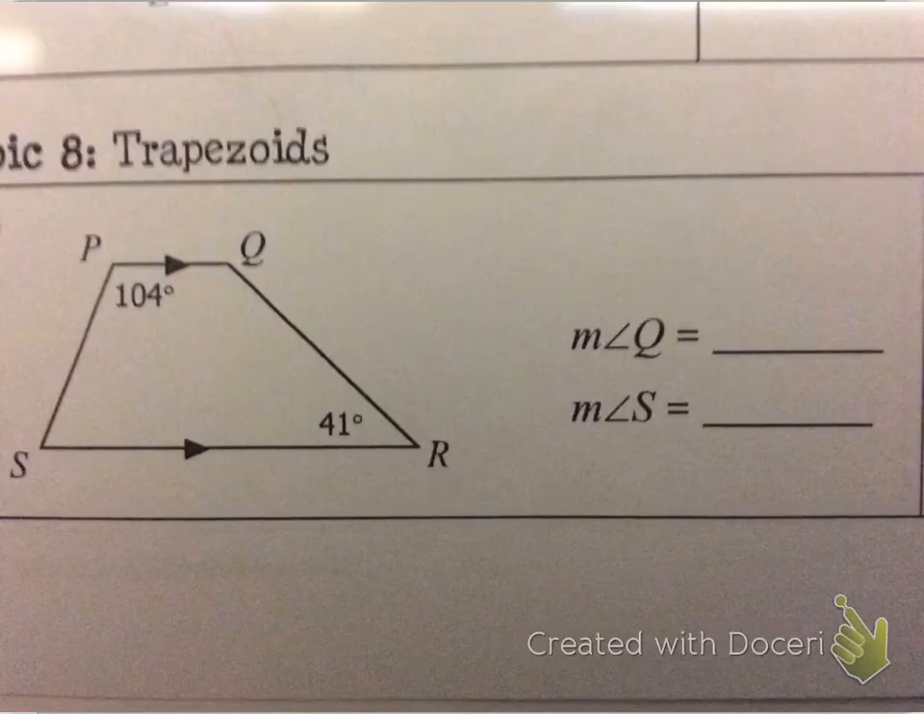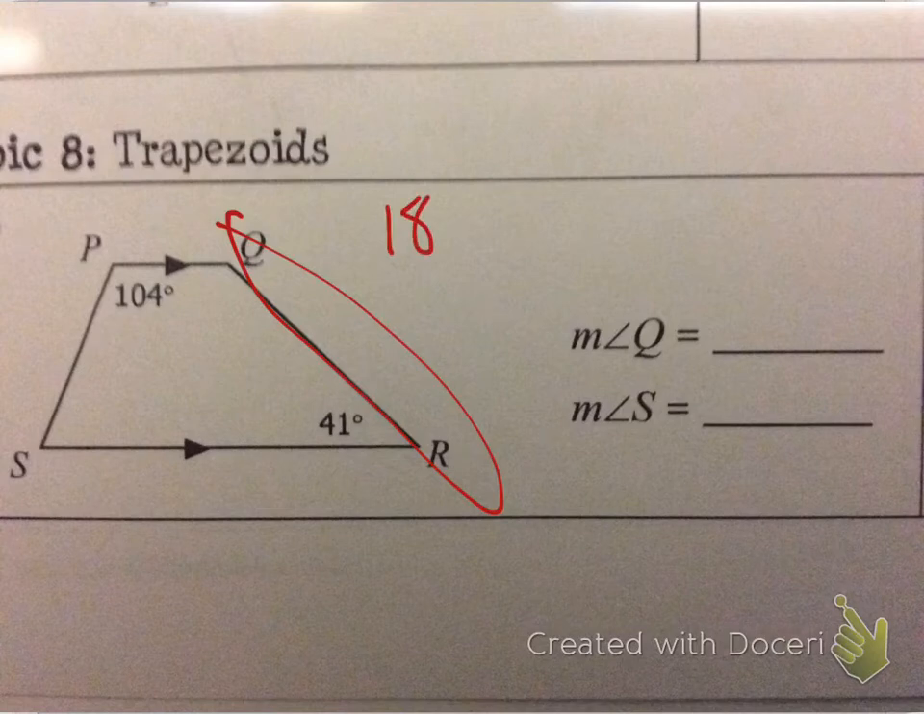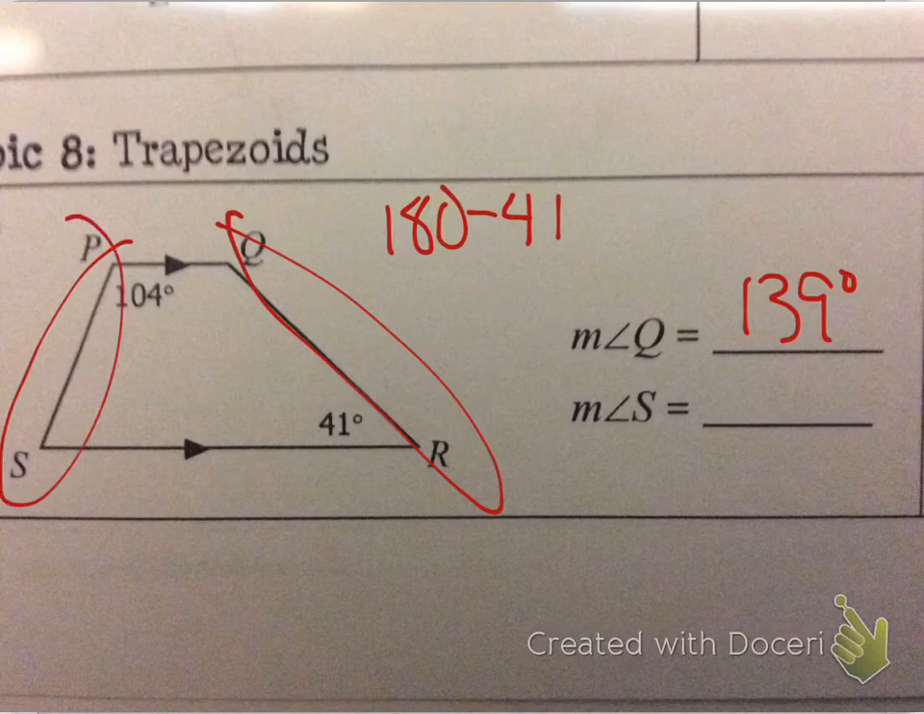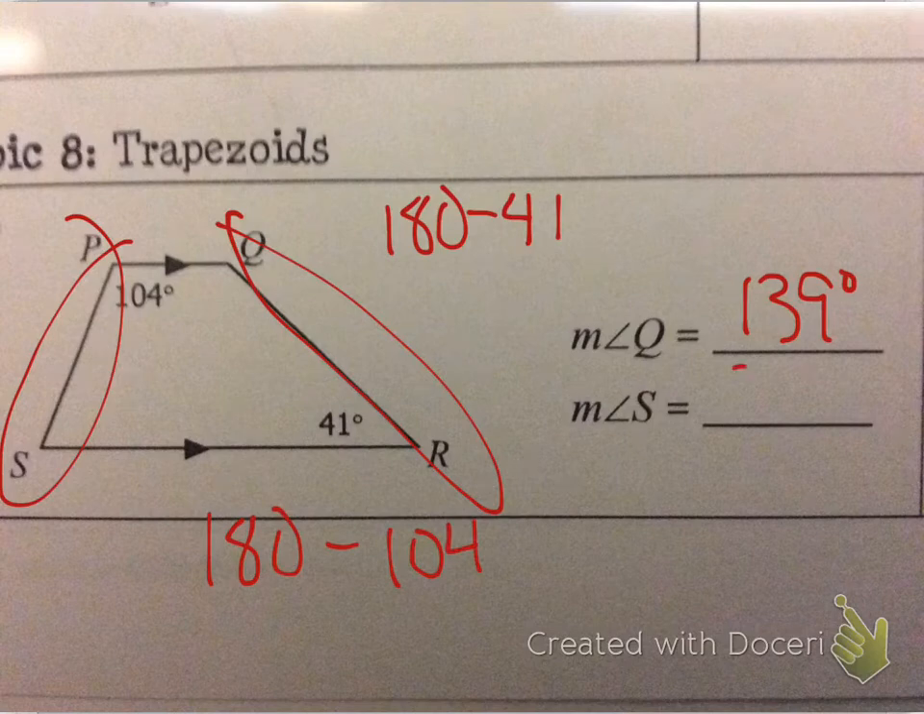Some simple trapezoid properties, don't forget, these would add up to 180. So if I say 180 minus 41, because these are not isosceles, this does not say they're isosceles, 180 minus 41 would give me 139. I was off by a little bit. For this one also 180, so if I say 180 minus 104, I get 76, and that's how you can find those degrees fairly easily.